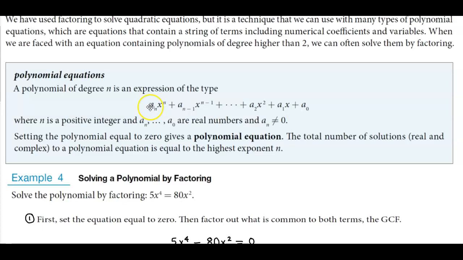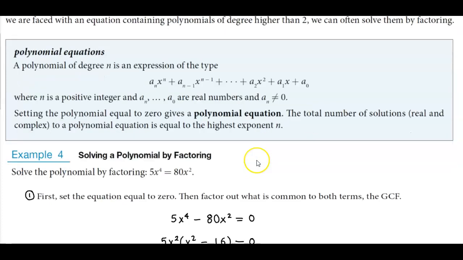Polynomial equations. A polynomial of degree n is an expression of the following type. We have the coefficients a subscript n times the variable x to the n power plus a subscript n minus 1 x to the n minus 1, all the way to a subscript 2 x squared plus a subscript 1 x plus a subscript 0, where n is a positive integer and a subscript n to a subscript 0 are real numbers and a subscript n is not equal to 0. Setting the polynomial equal to 0 gives a polynomial equation. The total number of solutions, real and complex, to a polynomial equation is equal to the highest exponent n.